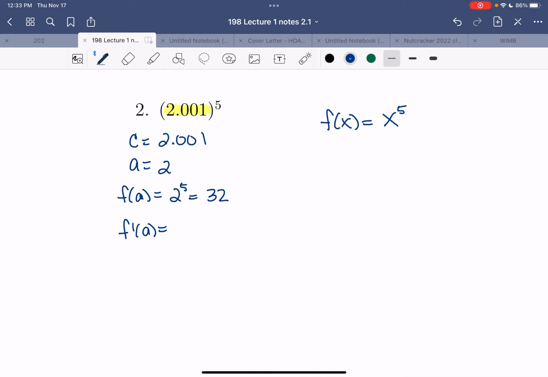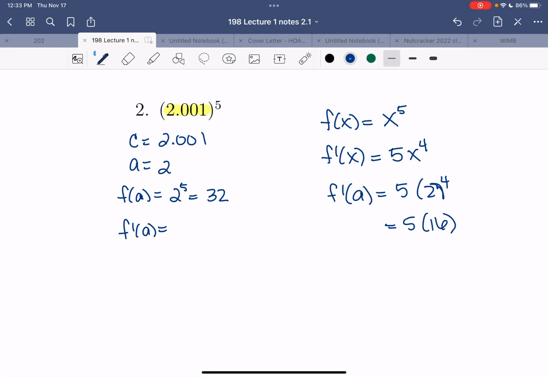Lastly, we need f prime of a. So f prime of x is 5 times x to the 4th. My f prime of a means that I'm plugging in the 2, the a value. So this is 5 times 2 to the 4th, and that's 5 times 16, which is 80, if I'm doing my math right. 5 times 6 is 30, 5 times 10 is 50, so 50 and 30 is 80. So I have 80 here.